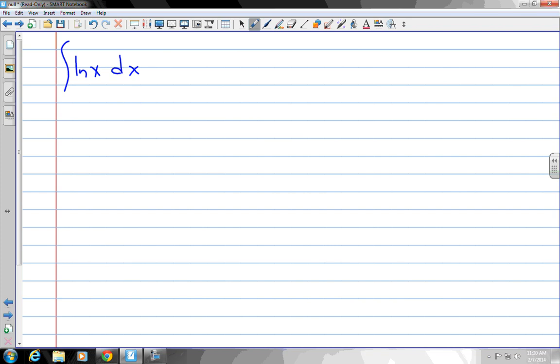So from everything that I said already, what our u should be? ln of x, LIPET, right? L is for logarithm, so u equals ln of x. So what is dv then? What's left? dx. So dv is dx. Then du is 1 over x dx, while v is just x. Okay?